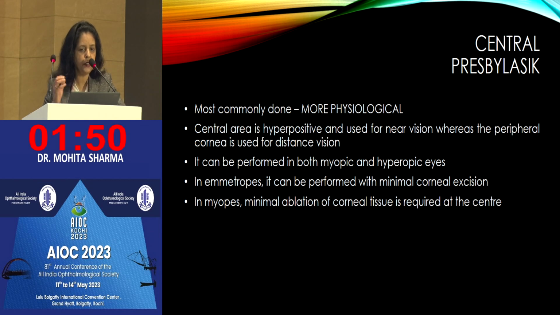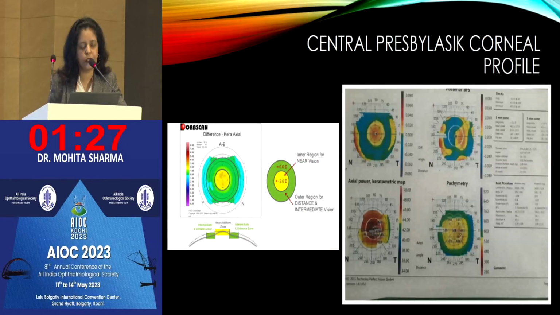Now, there is a central hyperpositive area which is created, and this is used for near vision, whereas the peripheral cornea is used for distance vision in central presbyLASIK. And this can be used for hypermetropes, myopes, as well as emmetropes. Even for emmetropes, we have done central presbyLASIK. And of course, patient selection is important. But once you select your patient properly, these are happy patients because they become independent of reading glasses. So this is the principle of central presbyLASIK.